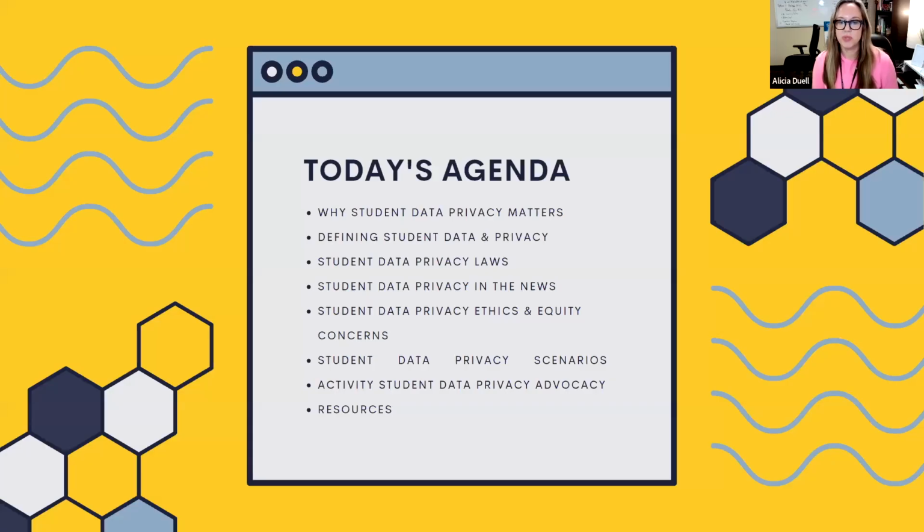So today's agenda, we'll talk a little bit about why it matters in the first place. We'll do some definitions, look at some of the most important laws. We'll talk about ethics and equity and the difference between those. We'll also look at some different scenarios of real world, what do you do in this situation? And then also what you can do for advocacy on your own, whether you're a teacher or administrator, but there's a lot of stuff you can do.